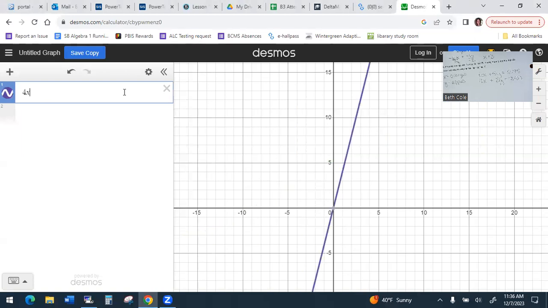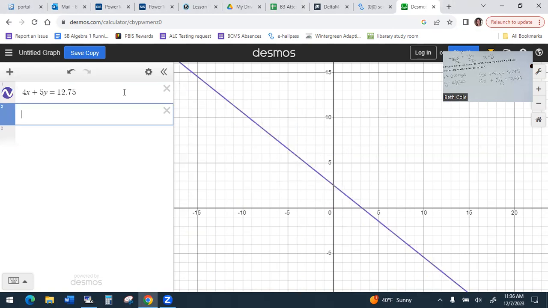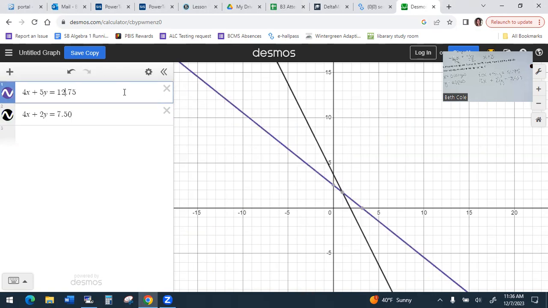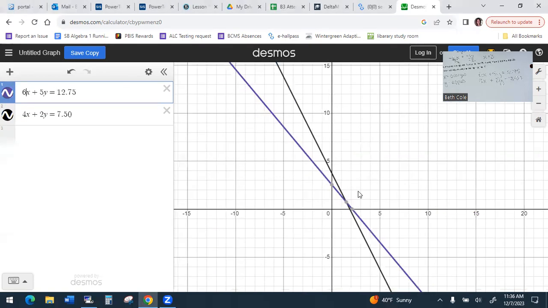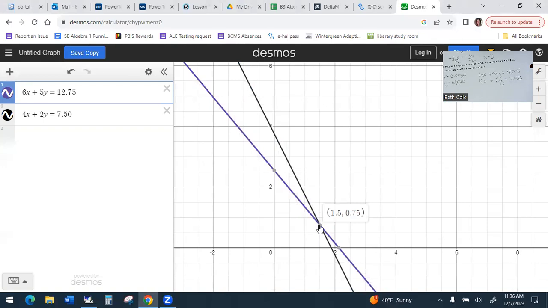All right, what is it? 4x plus 5y equals 1275. And then the other one, 4x plus 2y. Have I typed it correctly so far? Okay, thank you. I knew I was going to mess something up. There we go. Is that correct now? Yeah. We're good. All right. We zoom in. Here's the intersection. We got 1.5 and 0.75.